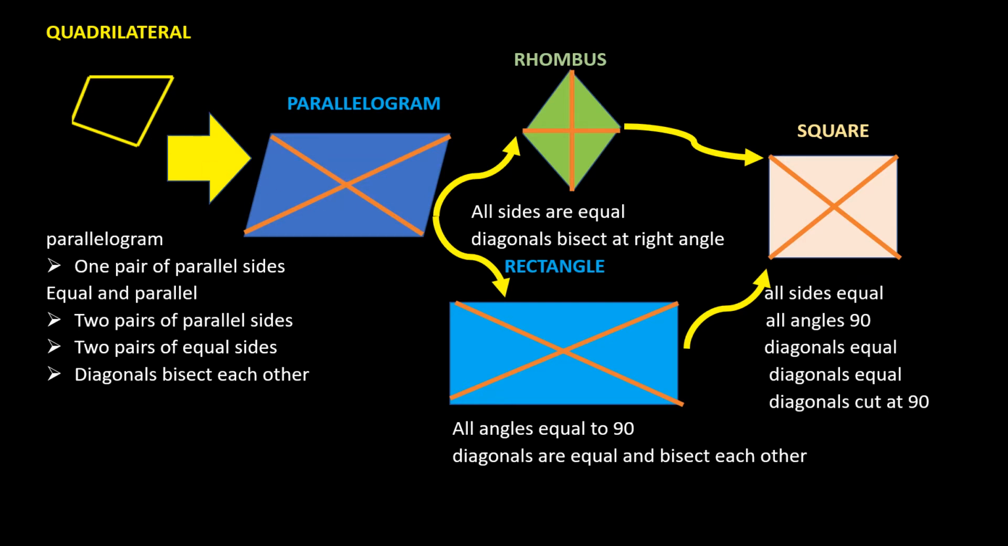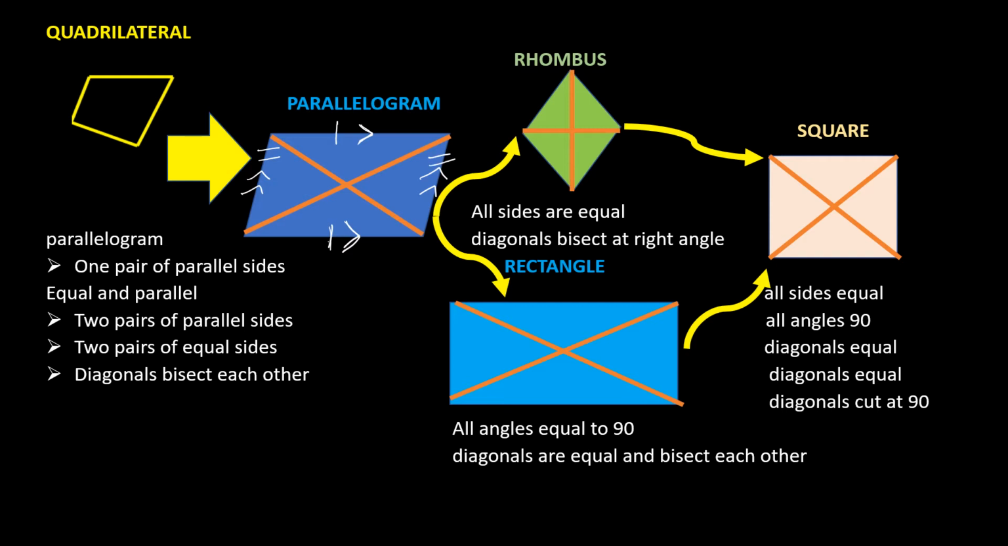We can prove it's a parallelogram by showing that one pair of sides is equal and parallel. If you prove that one pair is equal and parallel, then it is a parallelogram. Or two pairs of parallel sides, that is, one side is parallel and another side is parallel, then two pairs of parallel sides means it is a parallelogram. Then two pairs of equal sides: if you prove this side is equal to this side and this side is equal to this side, two pairs of equal sides means it is a parallelogram.